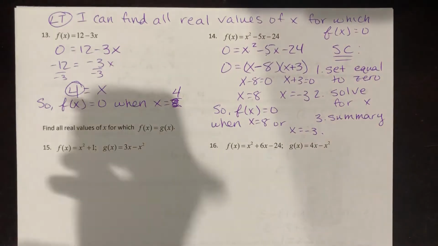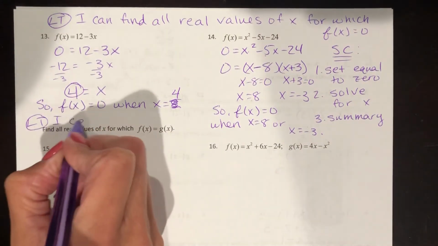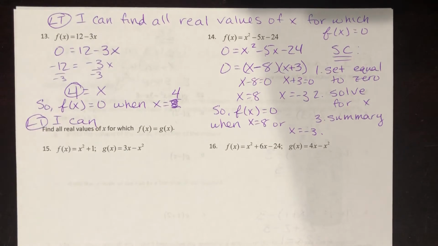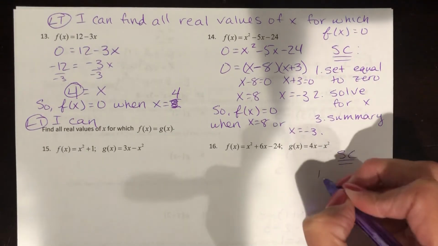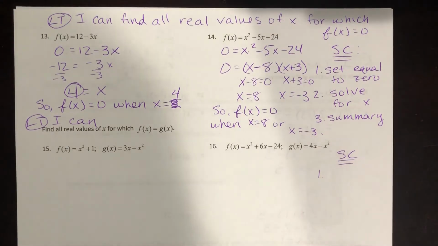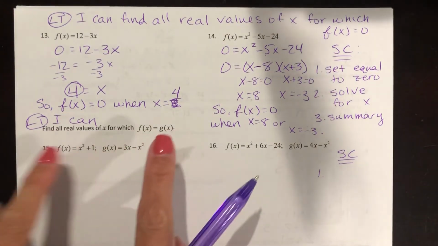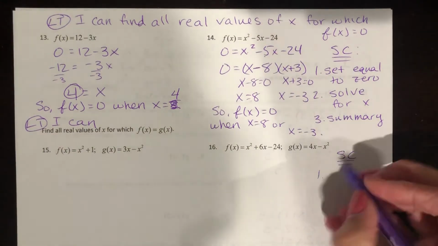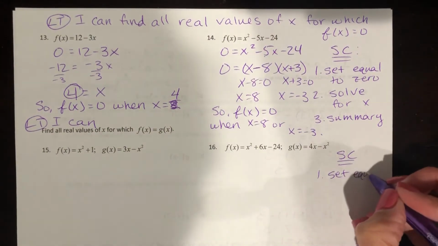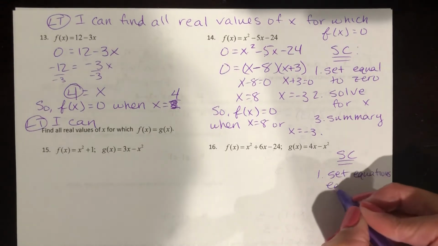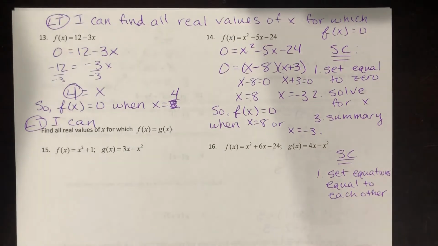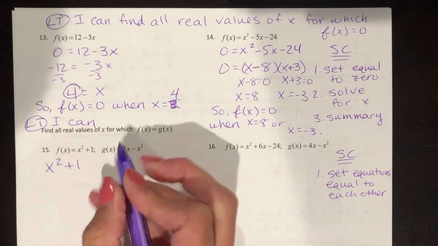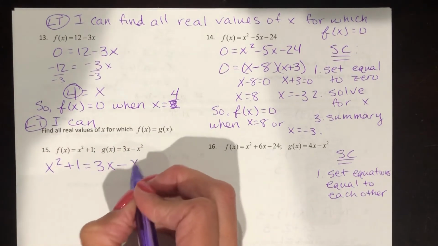Let's move on to our next learning target. I can find all real values of x for which f of x equals g of x. So for this one, we are going to set the equations equal to each other because f of x equals g of x. So x squared plus 1 equals 3x minus x squared.